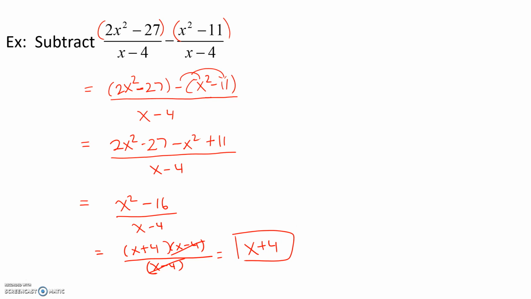And again, be careful here. Anytime you add or subtract fractions, put the numerators in parentheses, especially when there are multiple terms, because the common mistake is to take the negative and only distribute that to the x squared and not to the negative 11. But having parentheses reminds us that this negative will distribute to the x squared and to the negative 11 as well.